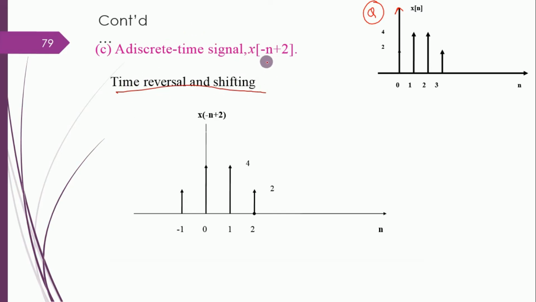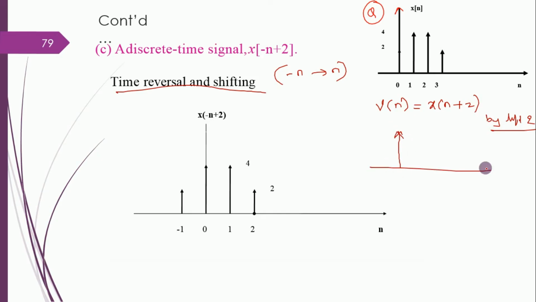Now, we have a combination of all these things. We need to apply a precedence rule. According to the precedence, I need to apply the shifting first. Let me shift it by how many? Replace minus n with just n, so that we call it v of n, which is nothing but x of n plus 2, a left shift by 2.